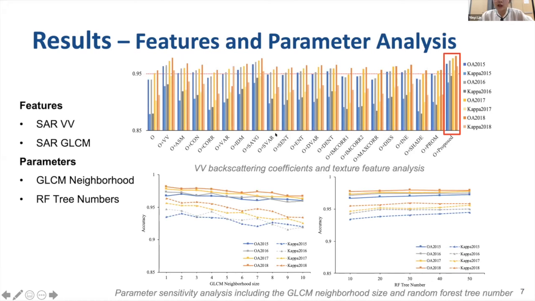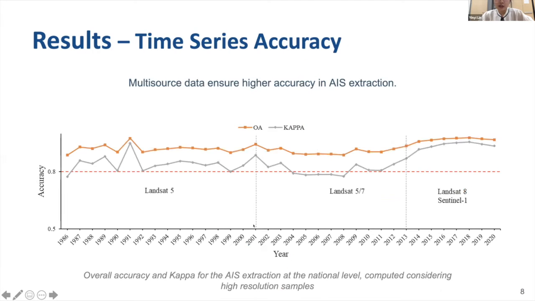So here come our results. First, we want to test whether SAR features can contribute to the AIS extraction. As we can see in the final column, after the integration of the VV backscattering coefficients and also the texture features, it achieves the highest accuracy. And we also test the texture neighborhood size and the random forest tree numbers. We can see that the accuracy decreased along with the neighborhood size and increased along with the random forest tree numbers.